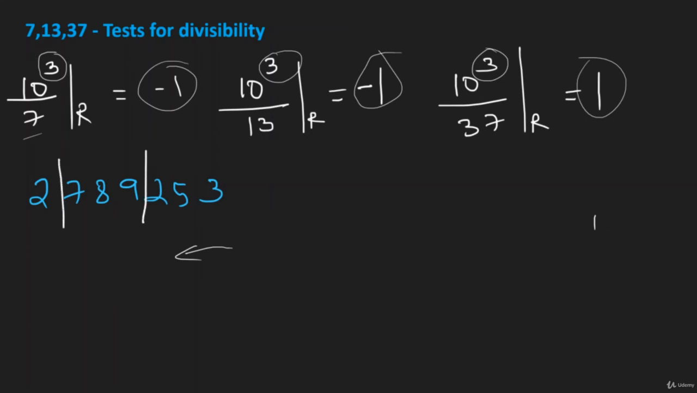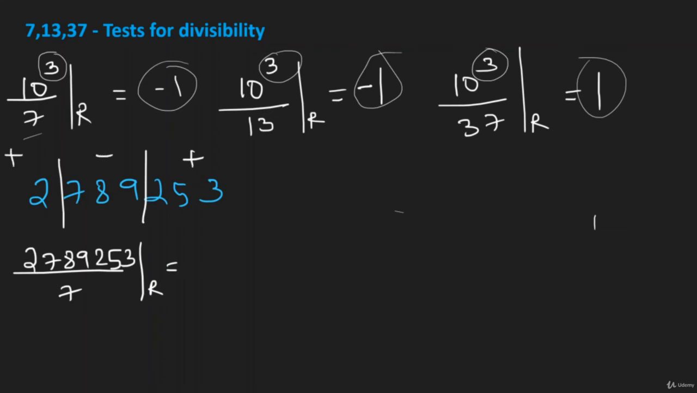Alright, now let's start with 7. Say I want to find out 2789253 divided by 7 and find the remainder for this operation. Alright, what I need to do is I need to give a plus in the first triplet. The second triplet will have a negative and the third triplet will have a positive. Now why is that? Over here you can see that 10 to the power 3, when you divide it with 7, you're getting a remainder of minus 1, right?